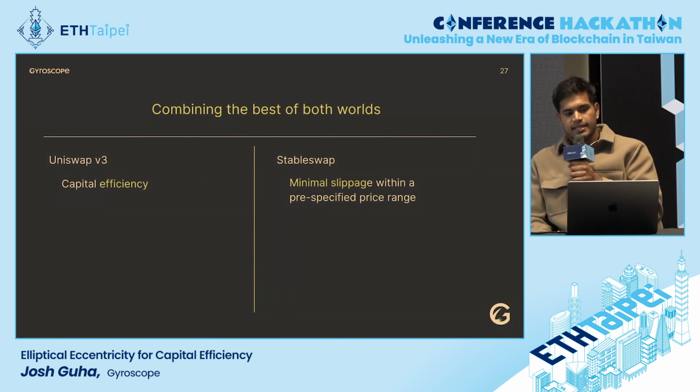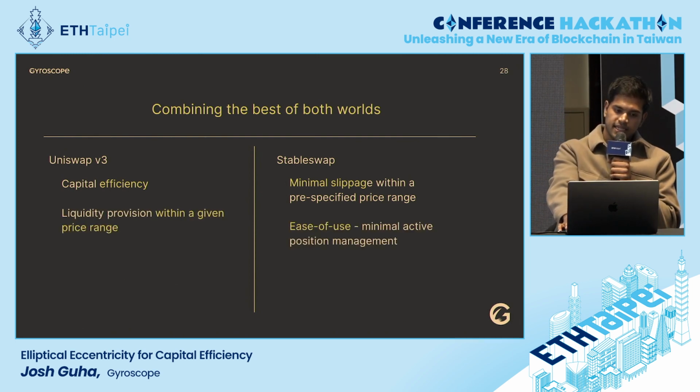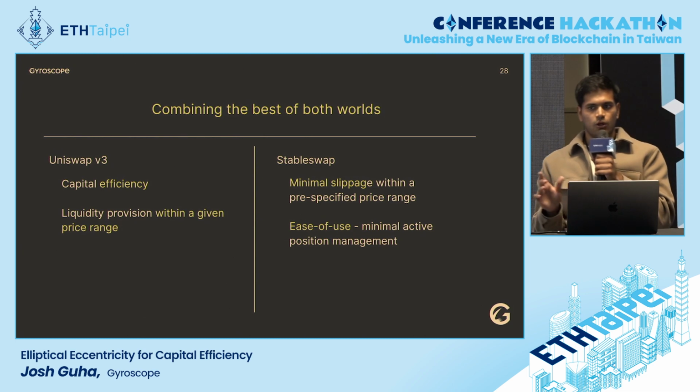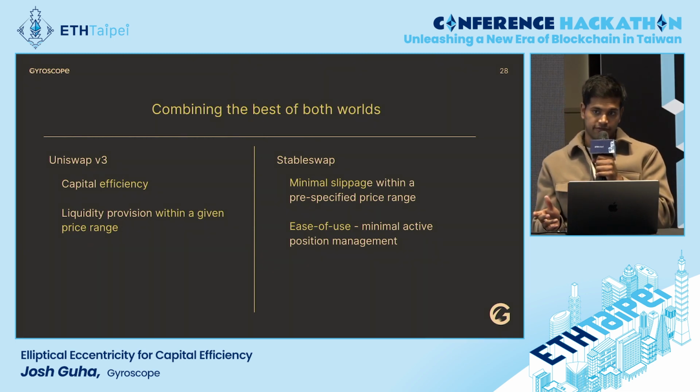So, is it possible to combine the capital efficiency of Uniswap v3 with the minimal slippage within a given trading range of StableSwap? Can we provide liquidity within a range, in other words, concentrated liquidity, while also maintaining the ease of use and minimal position management of StableSwap?